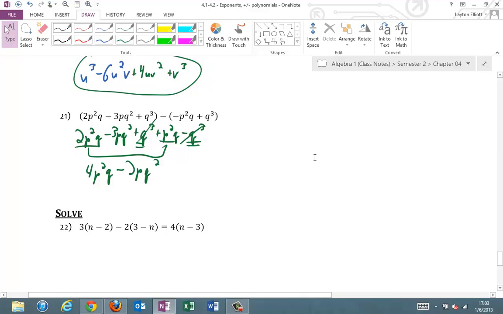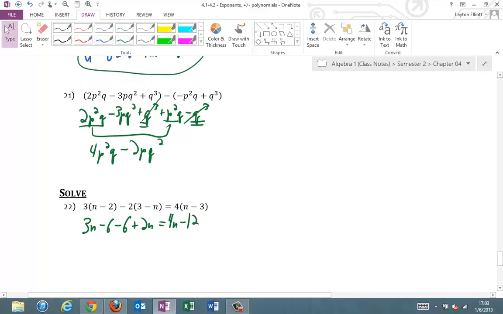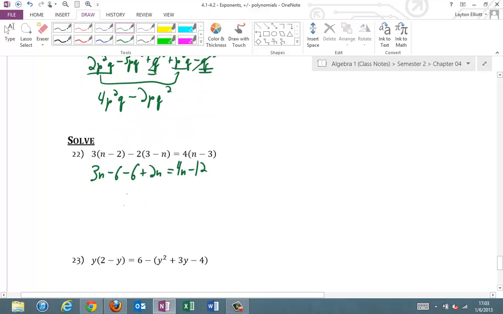Solve. Simplify the left and simplify the right. 3n minus 6 plus 2n equals 4n minus 12. So then I end up with 5n minus 12 equals 4n minus 12. If I add 12 to both sides, I get 5n is equal to 4n. Subtract 4n from both sides, and I get n is equal to 0, which is a perfectly acceptable answer.